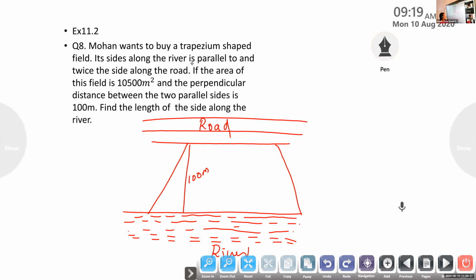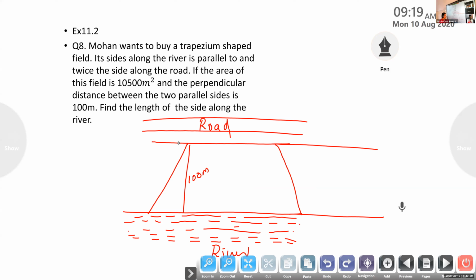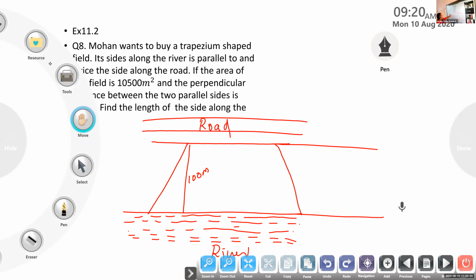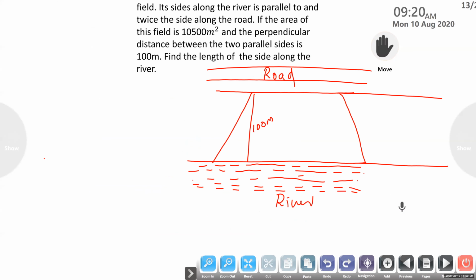Okay, we have a trapezium shaped field, and one side is along the bank of the river, and the other side is along a road. It is given that the side along the river is twice the side along the road. Distance between them is 100 meters.